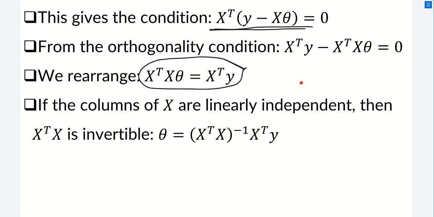Yes, so please, can you? I didn't really get the projection part.